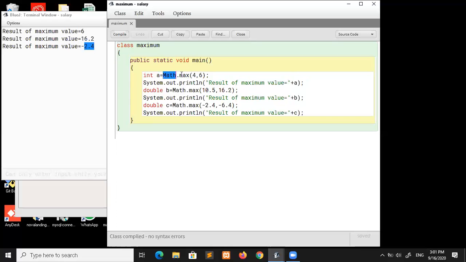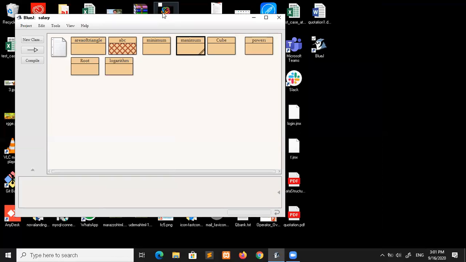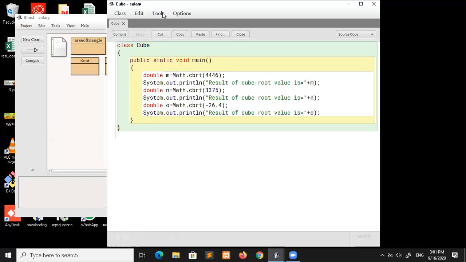So ऐसे ही कुछ 8 to 10 mathematical functions है which we are having in this chapter. Okay, so the syntax and everything is the same. Now we'll move to the third function, which is known as cube root. So if I want to find out the cube root of any number, I have taken the example as 4446.